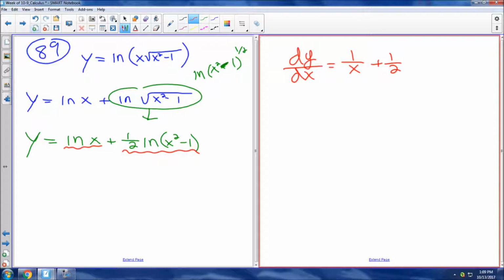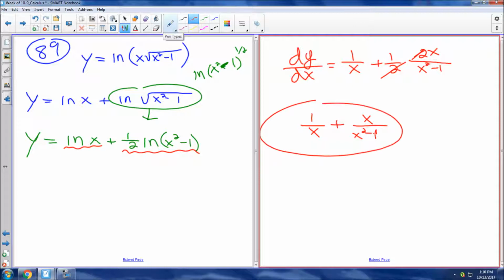I was trying to tell you the trick for taking the derivatives of ln. The derivative of the inside over the inside. Perfect. So the derivative of the inside is 2x, and the inside is x squared minus 1. The 2's can cancel in that case, and you'll have 1 over x plus x over x squared minus 1. And that's your answer. That's your derivative.